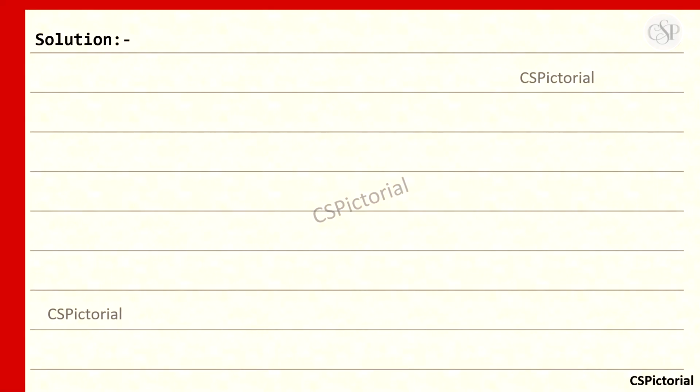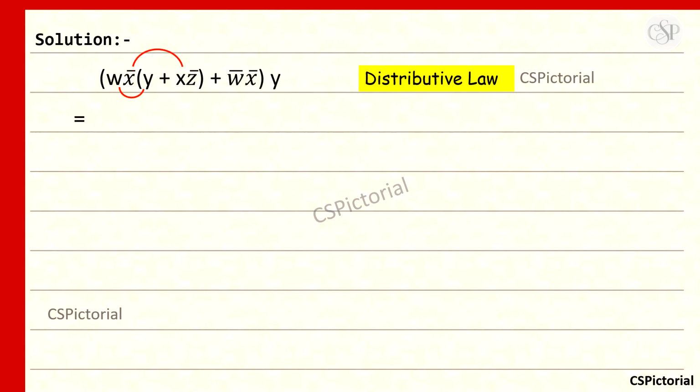We consider the left hand side of the second expression given in the question. It is wx bar into y plus xz bar plus w bar x bar into y. Follow these steps applying the Boolean laws.